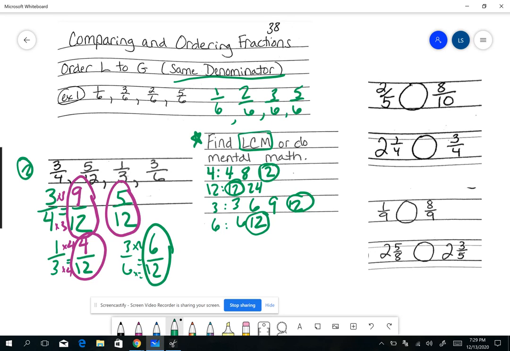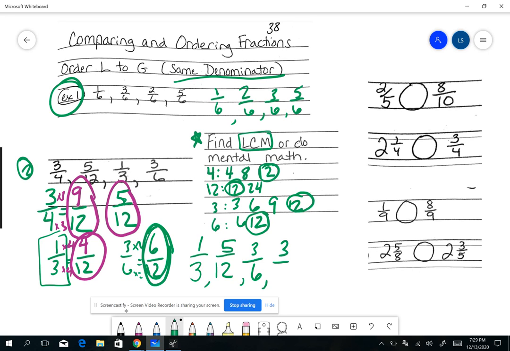Now they all have 12 as a denominator, just like example 1. So all you have to do is look at their numerators. Well, the numerator of 4 twelfths is the smallest, but you don't want to write down your new fraction. You want to write down your original fraction. So 1/3 would be the least. Next numerically would be 5 twelfths, which was the original fraction. And then the next one numerically would be 6 twelfths, but we want to use the original fraction, which was 3 sixths. And then 9 twelfths, which the original fraction was 3 fourths. So there is your answer of those from least to greatest.